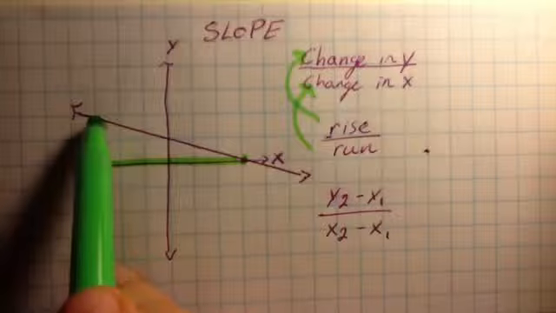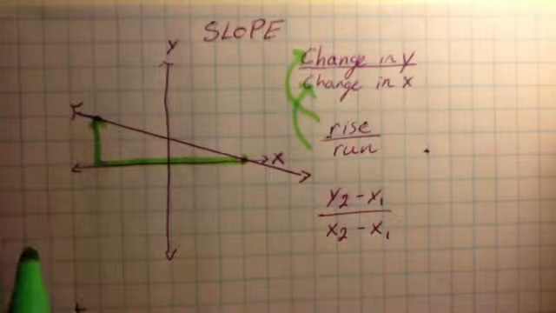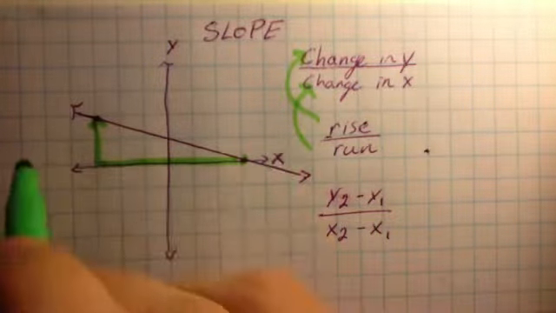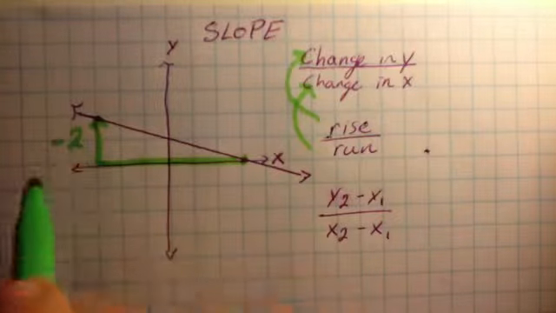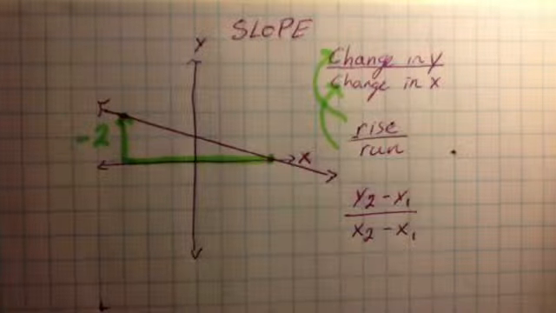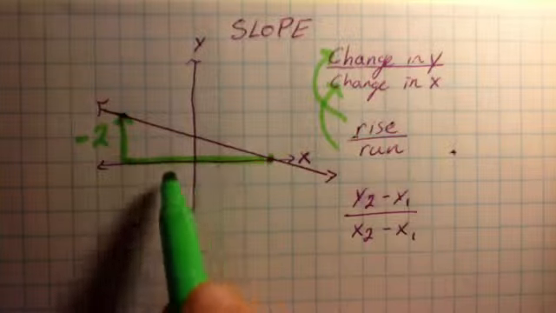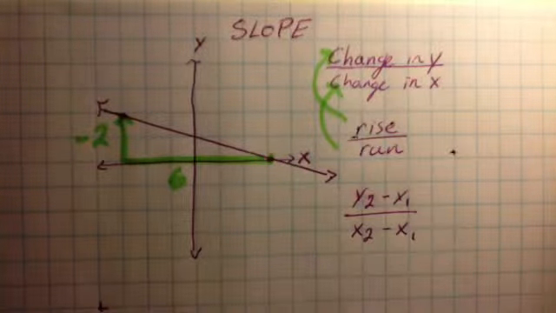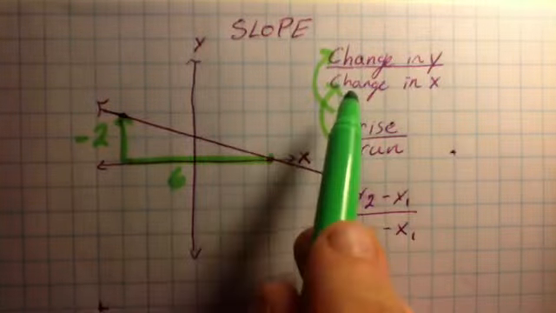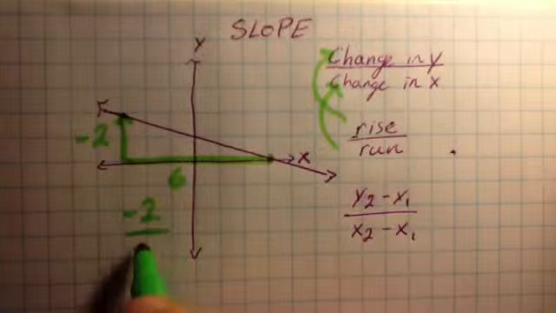So if I start at this point, call this point 1, that point 2, I've got to go down 2 squares, so that'll be a change in y or a rise of negative 2. Let's move this over a little bit so you can see the negative 2. And a change in x in 1, 2, 3, 4, 5, 6. 6. Okay, and so negative 2 is my change in y or my rise. 6 is my change in x or my run, which means that my slope is negative 2 over 6.